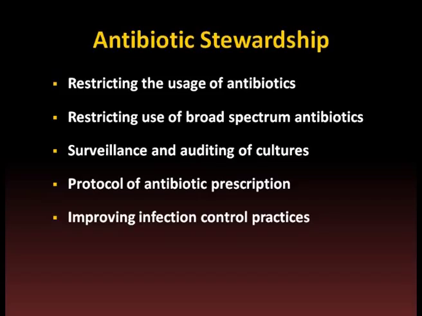and to do a surveillance and auditing of cultures so that we can choose the right empirical antibiotic, and to have a protocol of antibiotic prescription in the NICU so that everybody follows the same rule of line 1, line 2 and line 3 antibiotics, and one should have infection control practices in place to ensure that we restrict our antibiotic usage and we get more sensitive microbes.